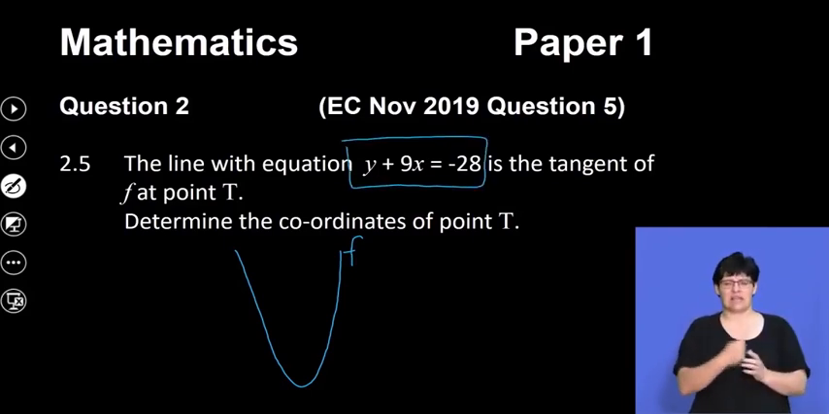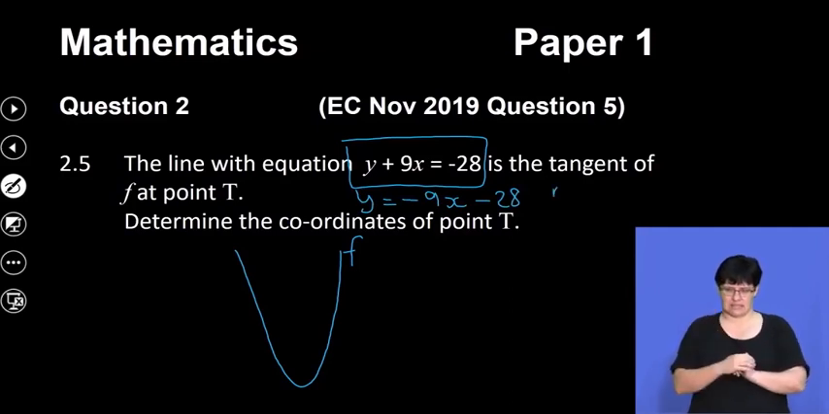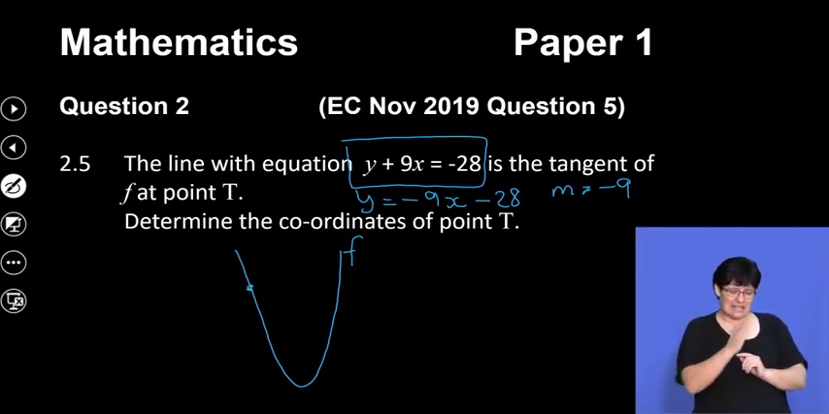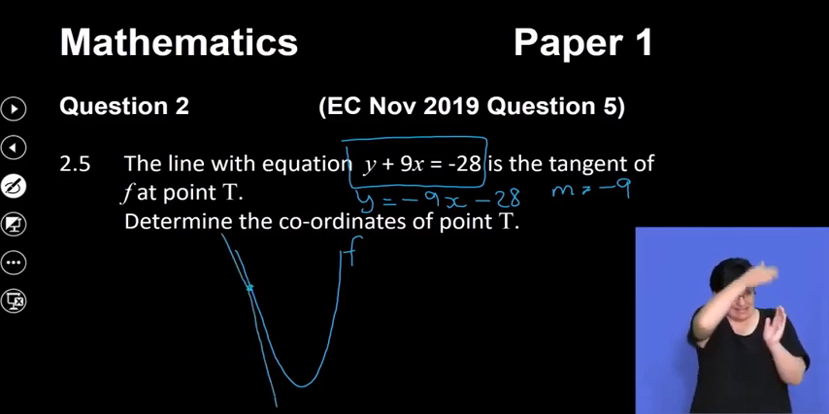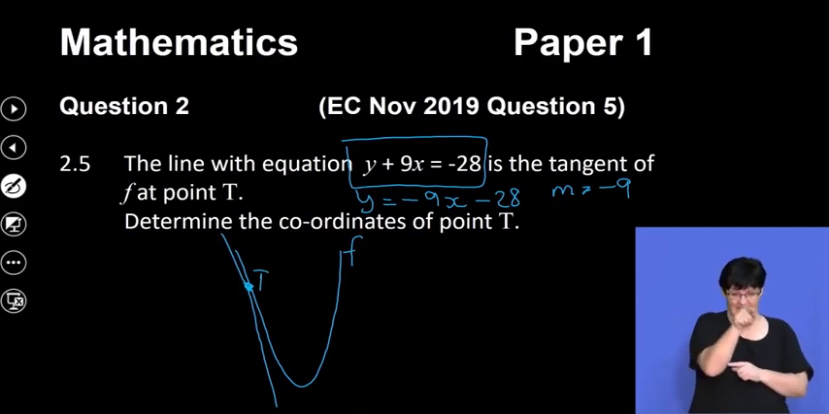So we can say that it is y equals minus 9x minus 28. So we can see that the gradient of this tangent is equal to negative 9. It's very steep, negative and very steep. So it might be doing something like that, coming all the way down, obviously touching like that. So we need to figure out the coordinates of point T over there.